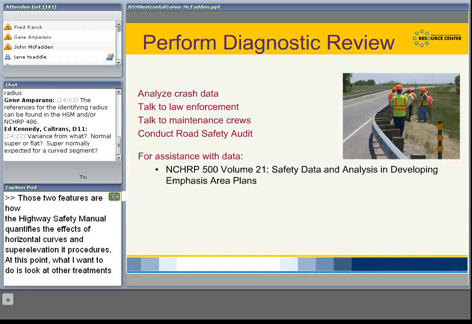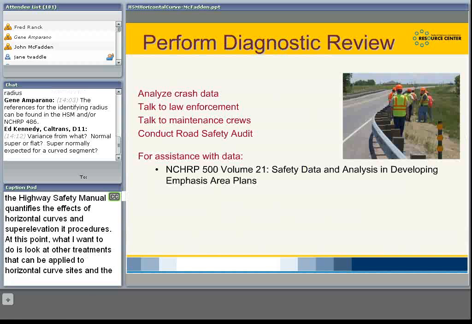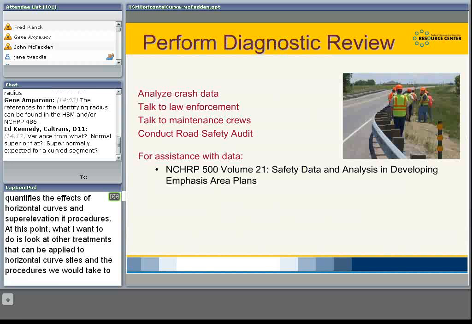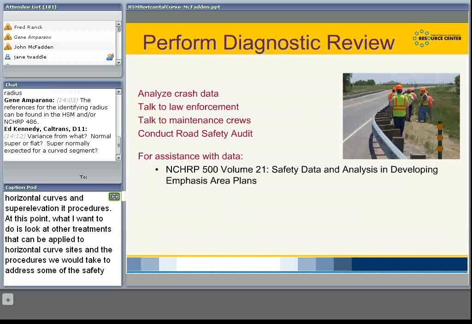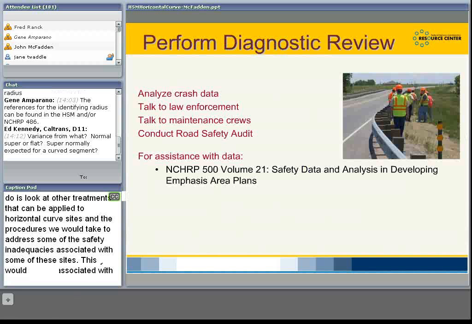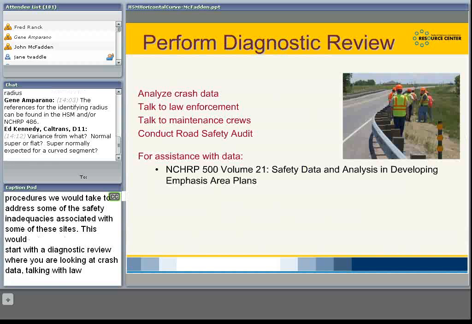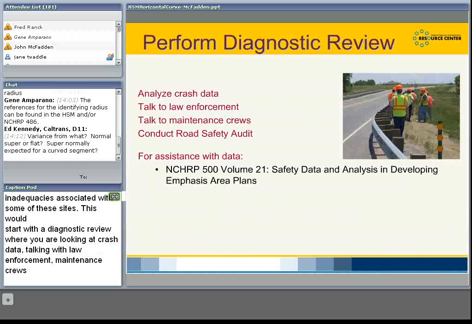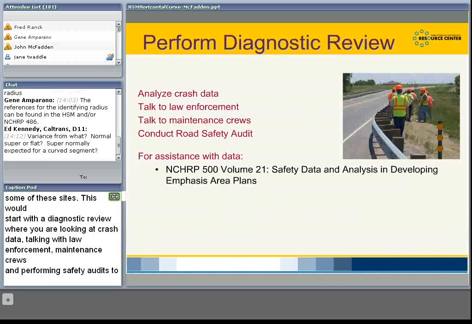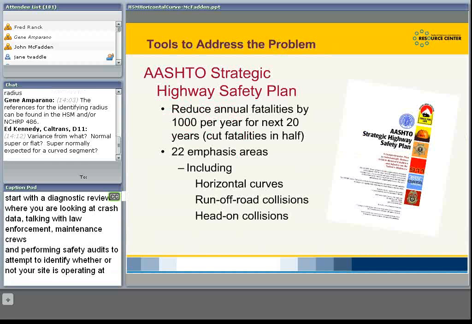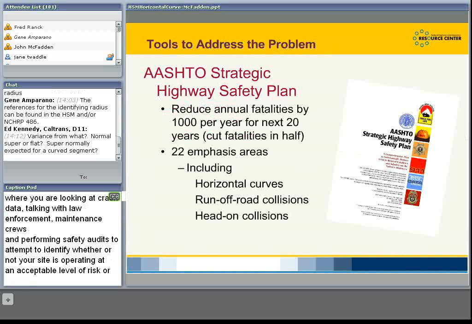Okay, those two features are how the Highway Safety Manual quantifies the effect of horizontal curves and superelevation in its procedures. At this point, what I want to do is look at other treatments that can be applied to horizontal curve sites, and the procedures that we would take to address some of the safety inadequacies associated with these sites.